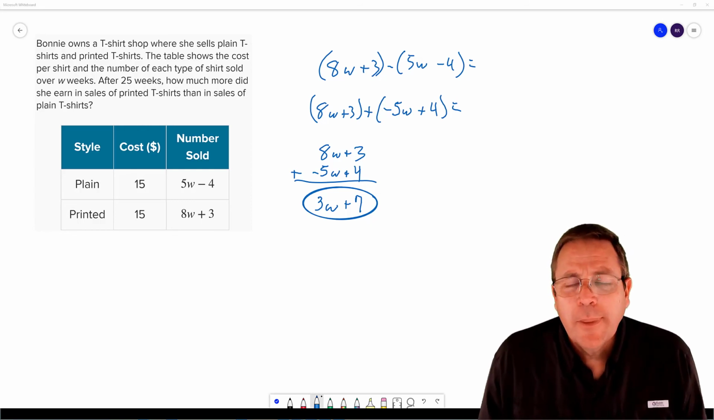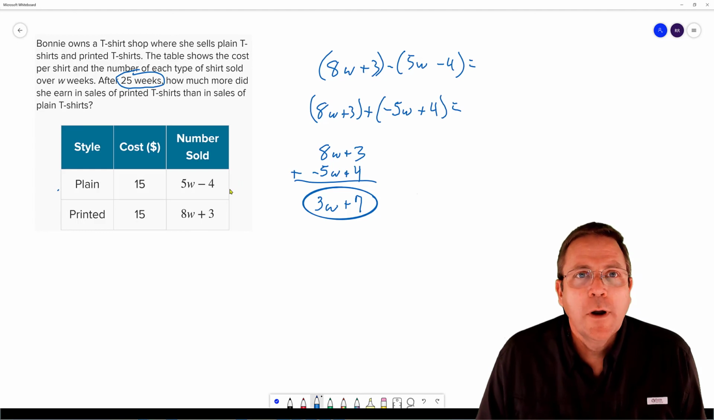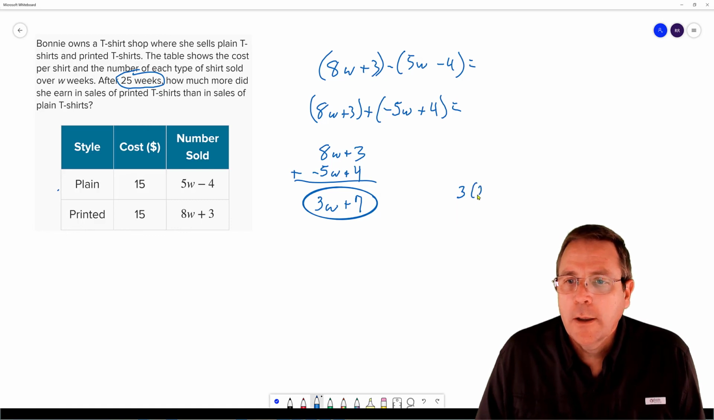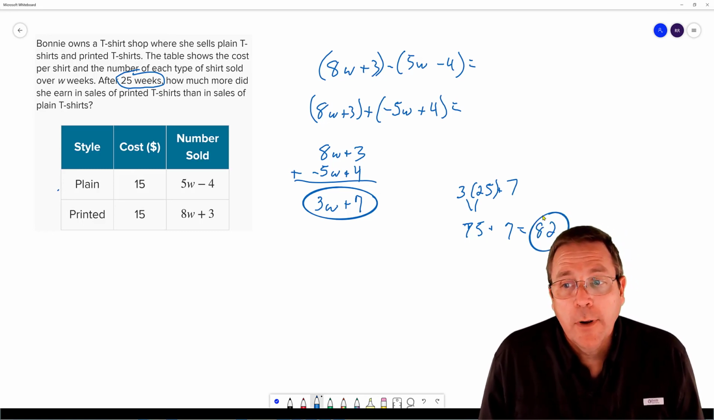But actually, that's just how many more they sold in 1 week. If you go back to your problem, you're going to see they had 25 weeks. So now we're going to take that 3W and make that into 3 times 25 plus 7, where 3 times 25 is going to be 75 plus 7, and that means that we're looking at a total of 82 more t-shirts sold that were printed instead of the plain ones.